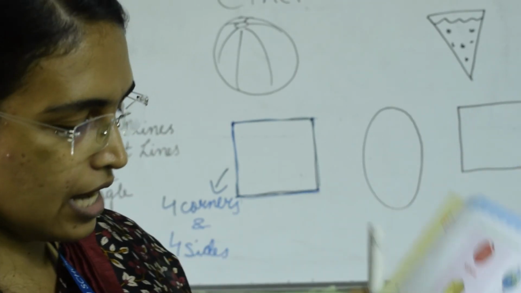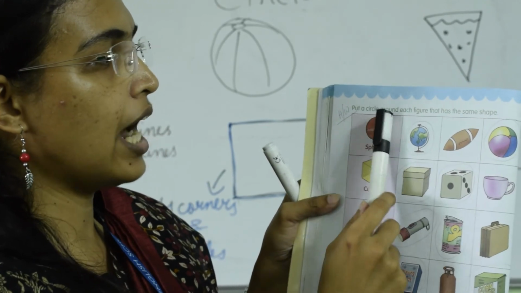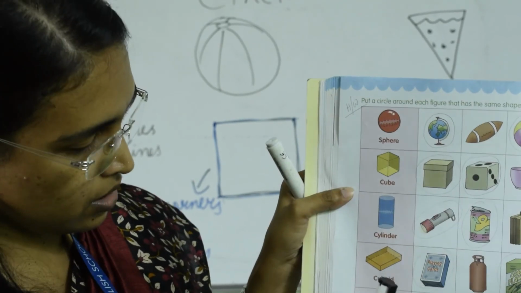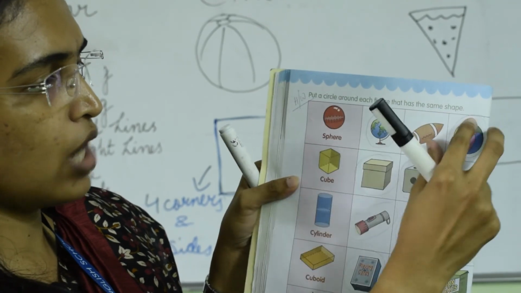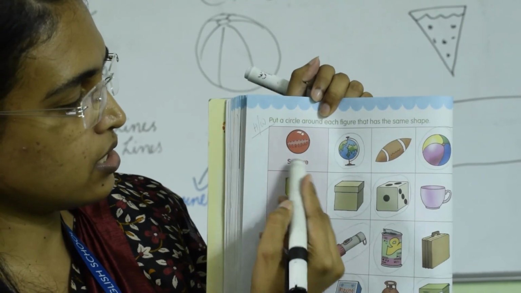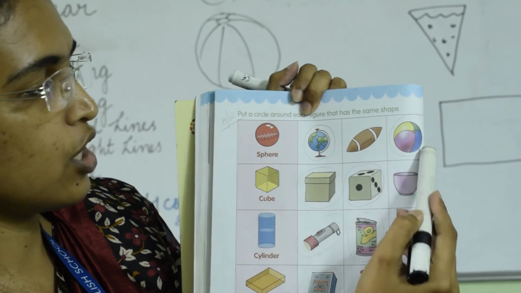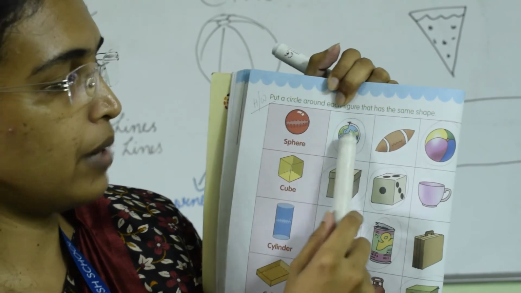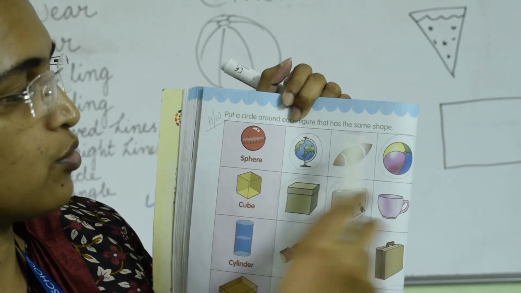After that, come to the last page, that is page number 42. What you have to do: put a circle around each figure that has the same shape. Here are some shapes and here are some objects. Among these objects you have to find these shapes. Okay, so which shape is this? This is a sphere, and there are 3 objects. Among these 3 objects which have sphere shape? This globe has sphere shape, and this ball has sphere shape. So you have to circle this one and this one.